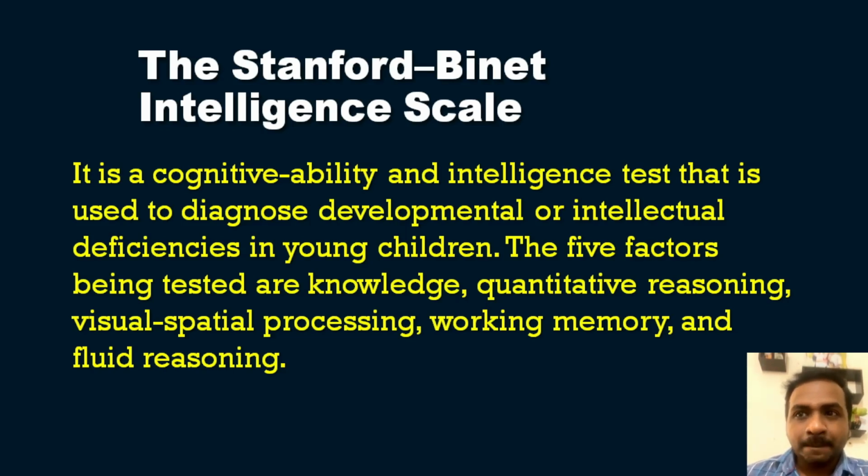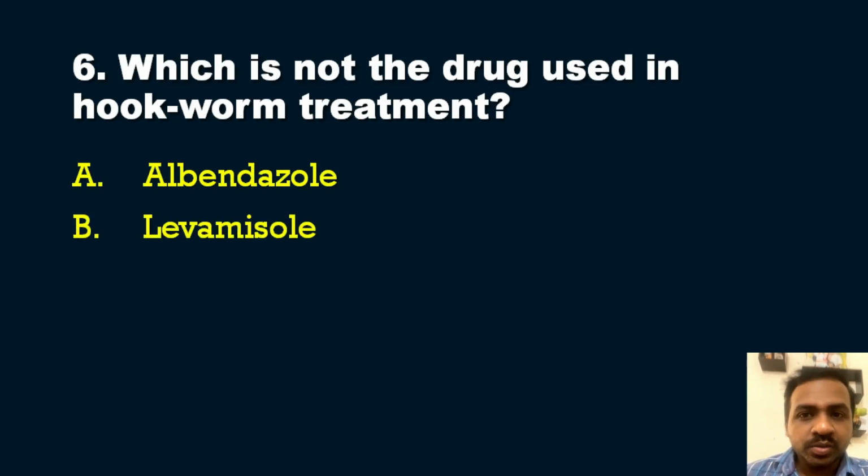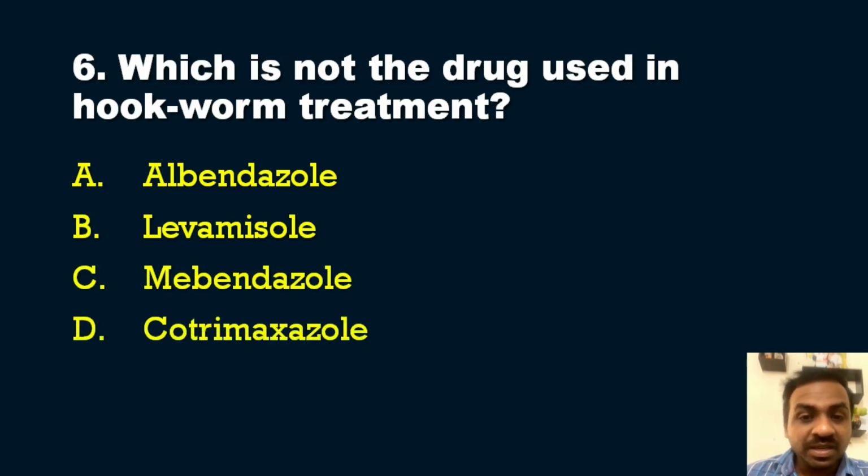Okay, so I think that also was very informative. Now we will move on to the 6th question in our series. So this is regarding the hookworm treatment. The question is, which is not the drug used in hookworm treatment? So what is the answer? So the options are option number A, albendazole, option number B, levamisole, option number C, mebendazole, and option number D, cotrimoxazole.